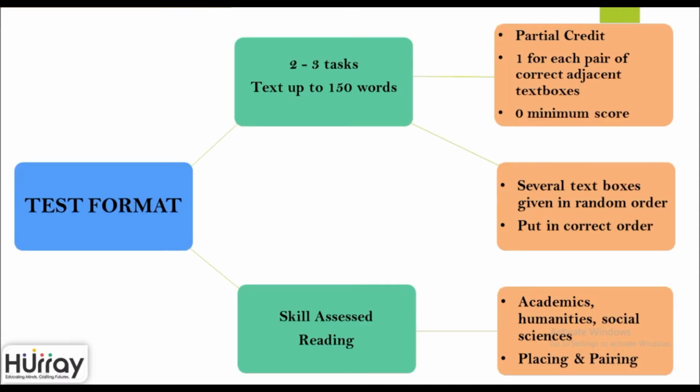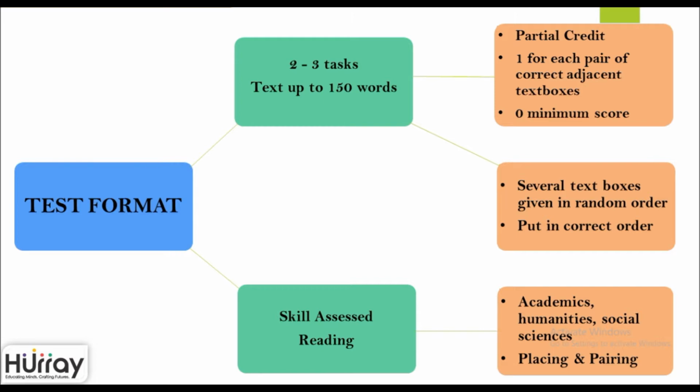First, let us understand the test format. You will be given 2 to 3 tasks. The total number of words usually amounts up to 150. The skill assessed here is reading. The scoring given for this type of question is partial credit. You will be given 1 mark for each pair of correct adjacent text boxes. 0 is the minimum score.